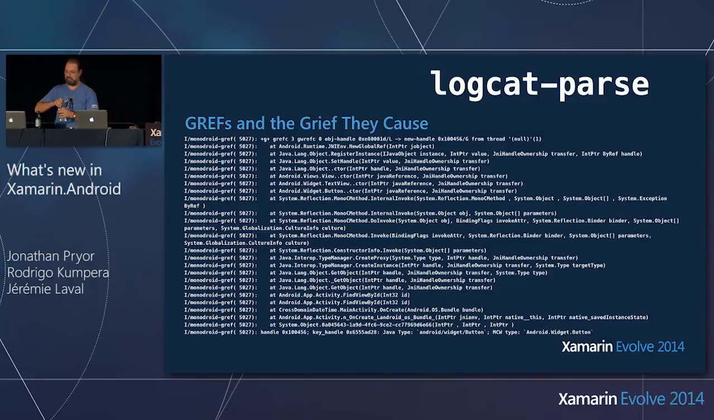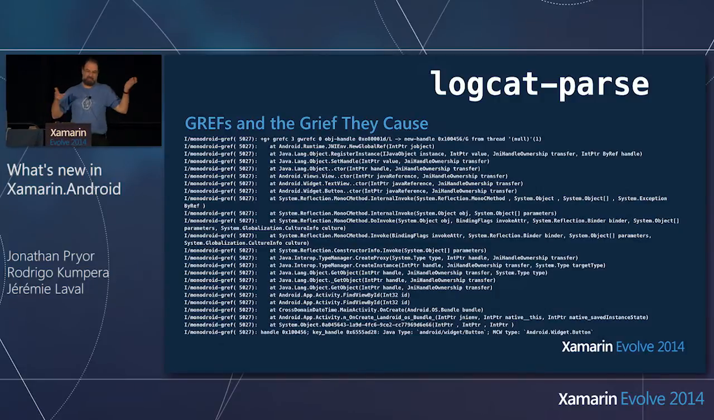So grefs and the grief they cause. Well, we've had gref logging for years. I forget when we added that, almost certainly in one of the previews. And initially, yay, we had output. Unfortunately, it was truncated because we were sending the entire string as one string to one of the Android log functions, which had a limit of 1,000 characters. So you would invariably get your stack trace truncated after about 5 lines, which was really annoying.